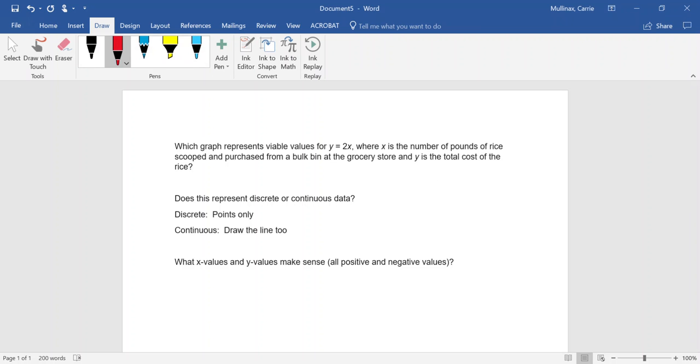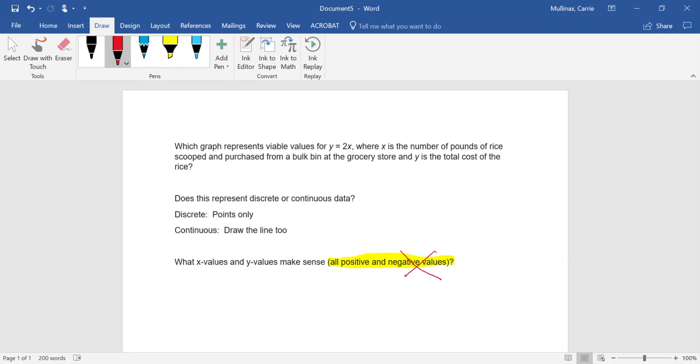So can you use all positive and negative values here? Can you have a negative number of pounds of rice scooped out of the bin? And can you have a negative cost? Are you gonna go to the grocery store and be charged a negative amount, meaning they're gonna pay you for your food? No. So in this situation, negative values do not make sense.